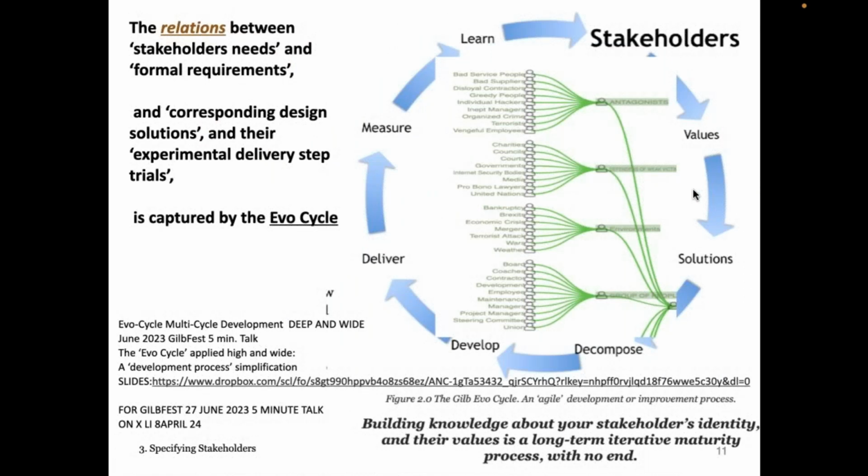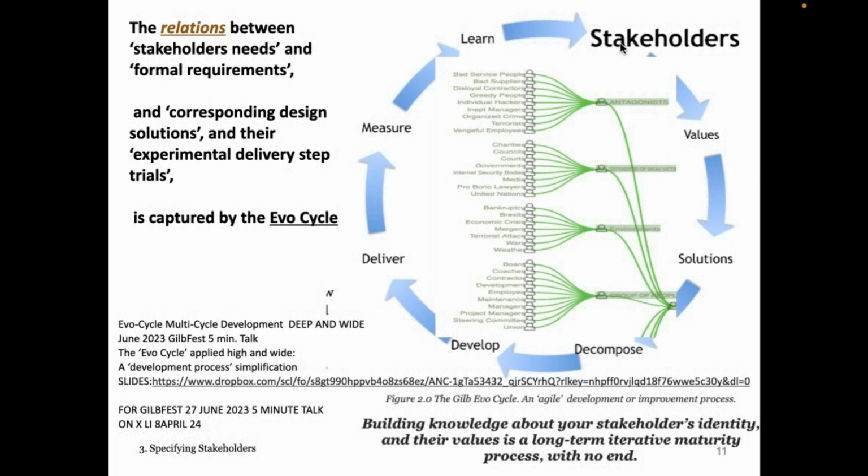I'm very interested in stakeholders, so I fairly recently wrote a digital book about stakeholders, which you can have for free. I think that link is coming up. But here is what is known as the EVO cycle. Some people like to call it the Gilb cycle. My son Kai really developed it, and it's not unlike a plan, do, study, act cycle, but a little bit more detailed, like decomposition and finding solutions and learning. But it basically is plan, do, study, act.